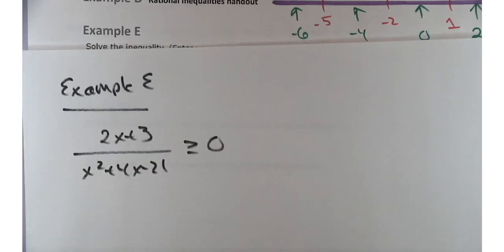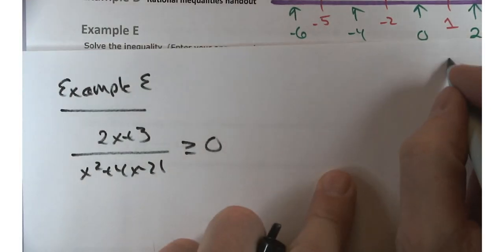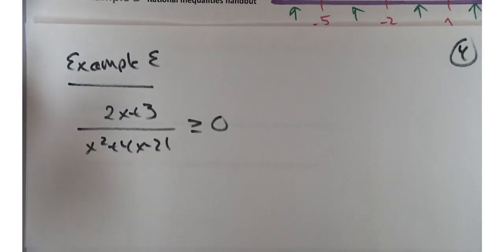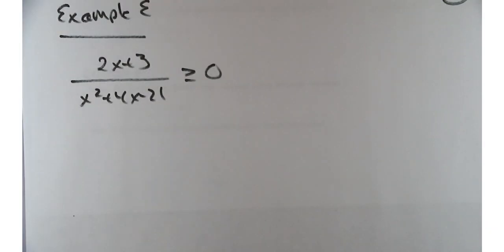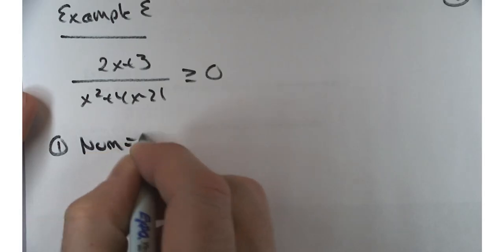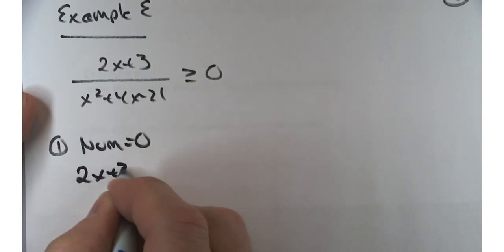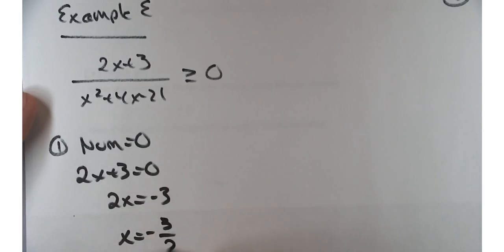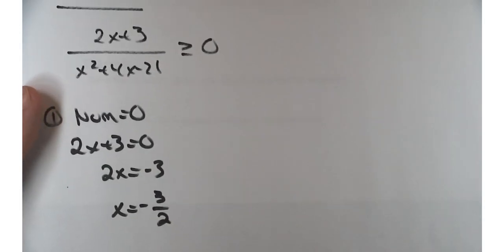Now I'm not sure if it's a problem that we're going to get to today, but I will give you a heads up that occasionally they'll give you a denominator here that won't factor. What's that going to mean for you? Well, let's take a look at this one. I'm going to start out with where the numerator equals 0. Where does the numerator equal 0? All right, so negative 3 over 2.